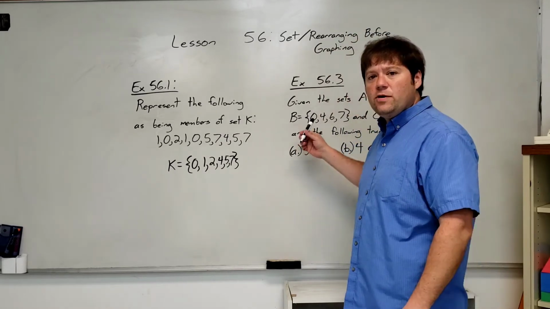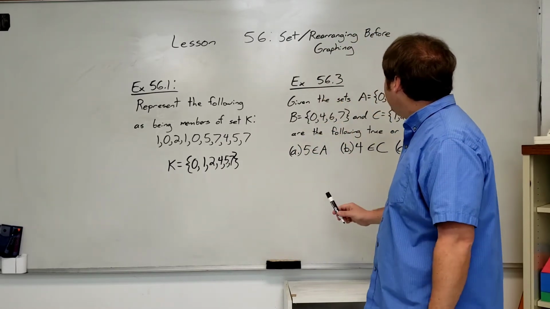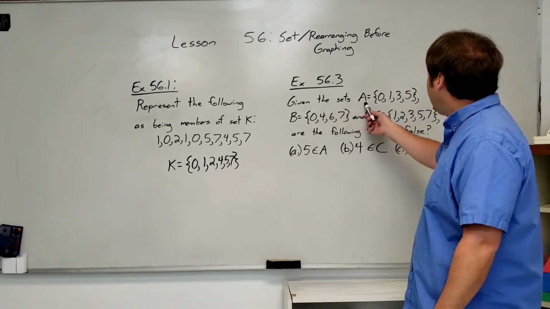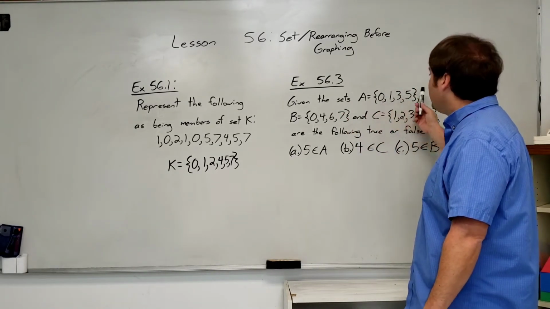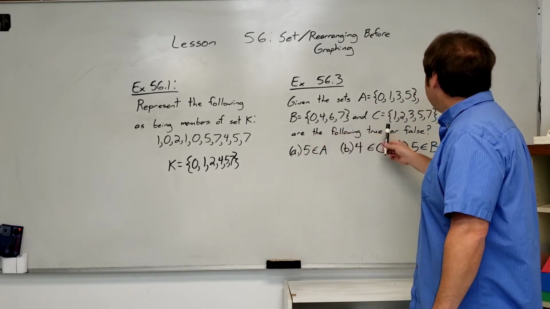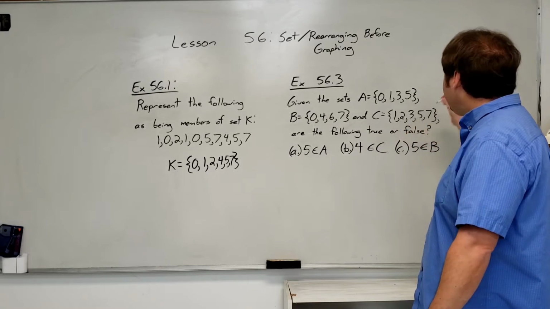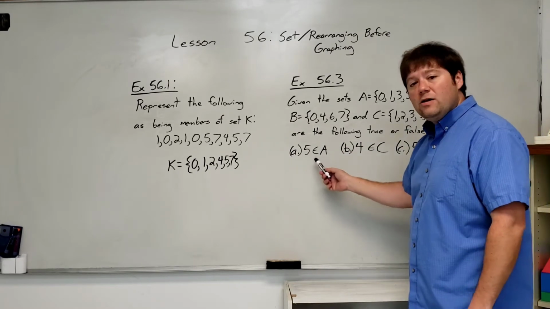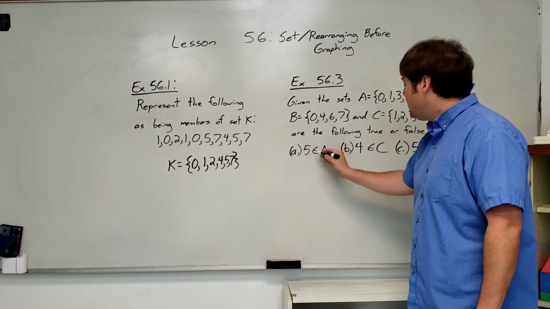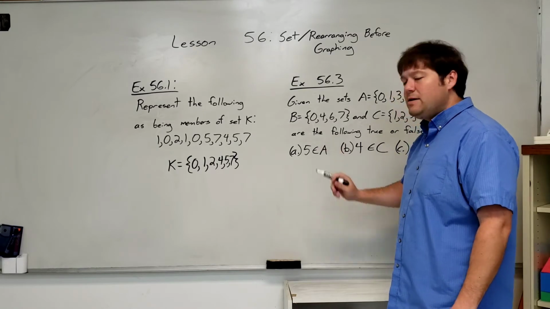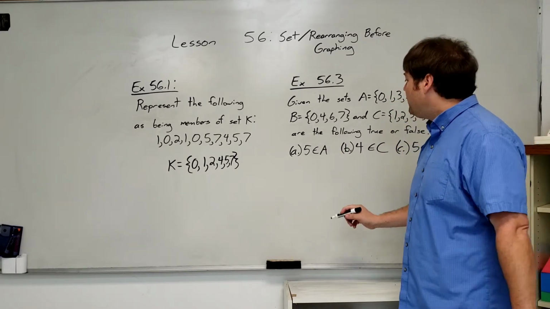And then I'm going to skip over to example 56.3. It gives us an example of 3 different sets, given that set A is made up of 0, 1, 3, and 5. Set B is 0, 4, 6, and 7. And set C is 1, 2, 3, 5, and 7. Are the following statements true or false? And they introduce a new little symbol to us here. It looks kind of like an E or a sideways M. Basically, that little symbol just means it's a member of that set.